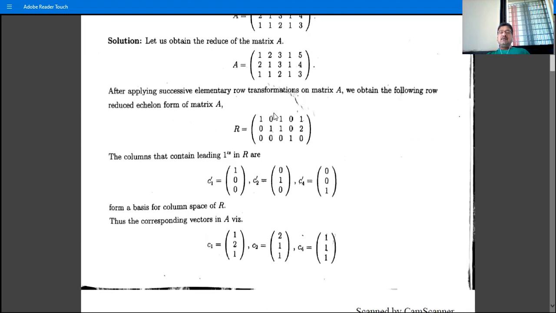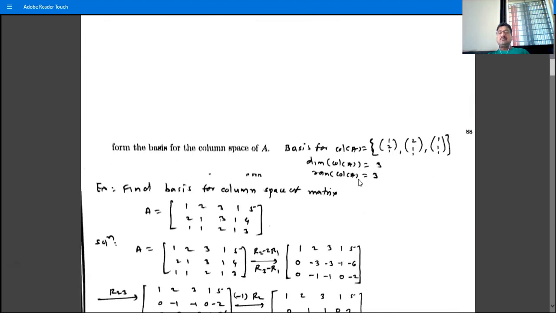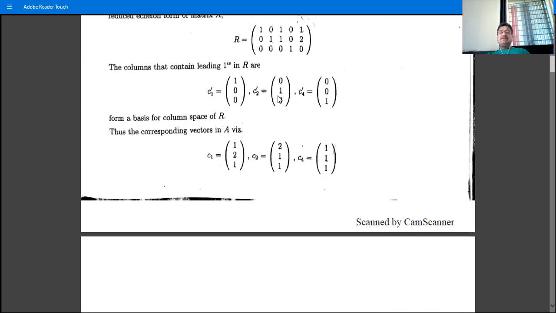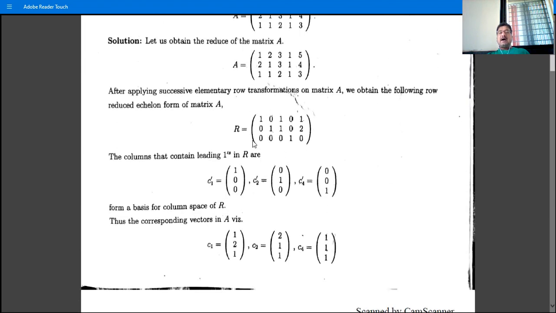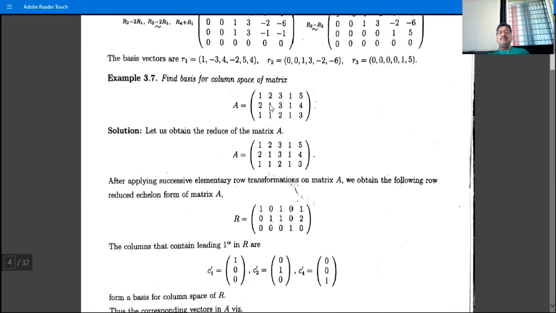The first, second, and fourth columns contain leading 1, and so the corresponding columns one, two, and four form the basis for the column space of R. And you have to write the basis for the column space of A. So what is the basis for the column space of A?